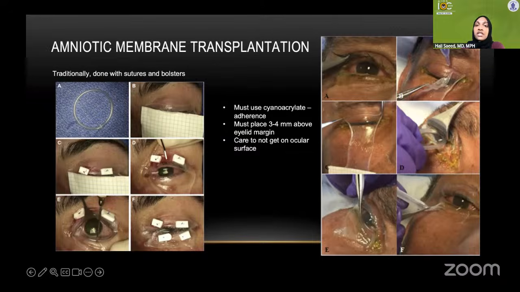You cannot use Tisseel or any other forms of fibrin glue. It will not adhere well enough to allow significant effect on the eyelid margin and ocular surface. The cyanoacrylate glue, however, does really stick to the surface well. But as we know, because we use it commonly in corneal perforations, the glue is toxic to the surface. And so you have to really make sure that the glue does not get onto the ocular surface and really stays on the eyelid skin.